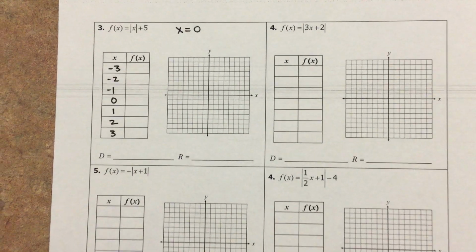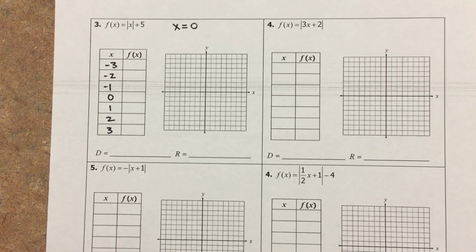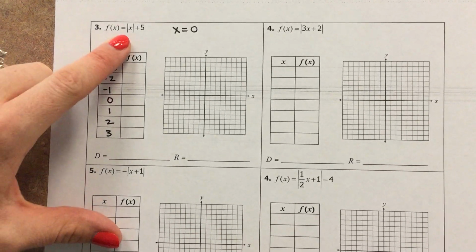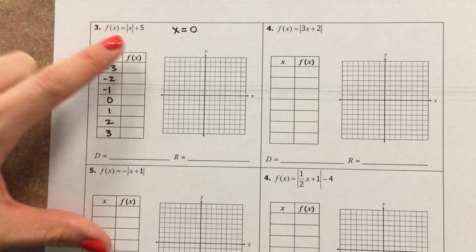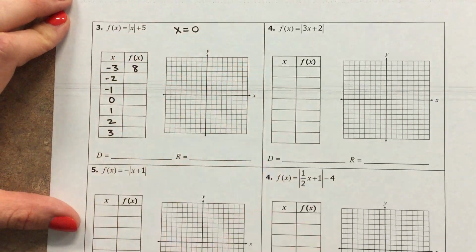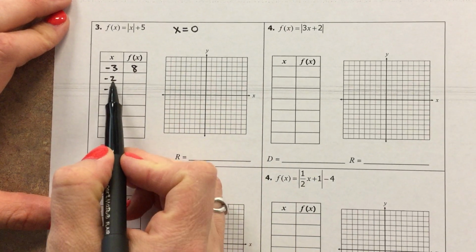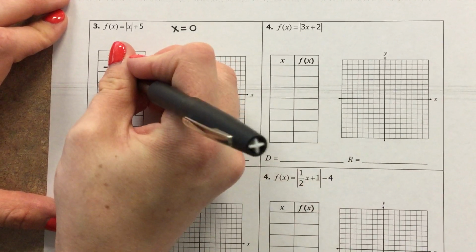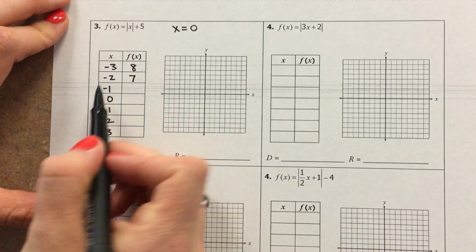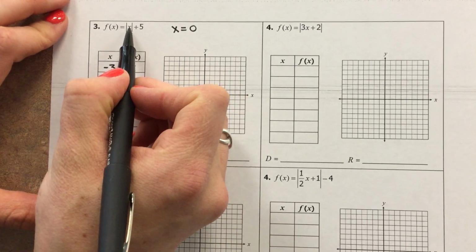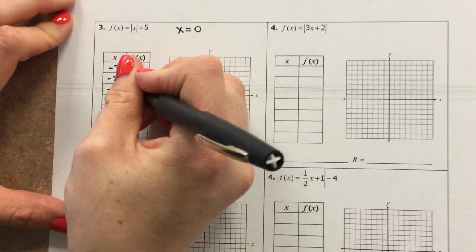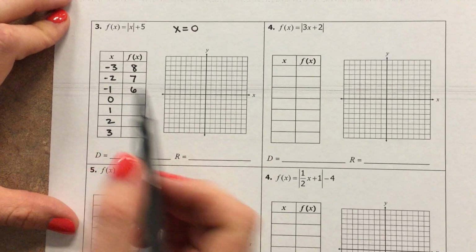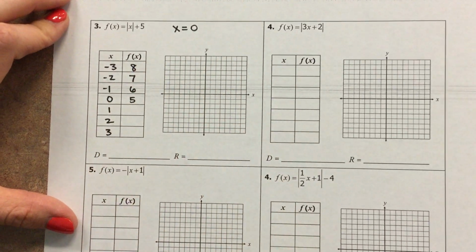And then once you have all those x coordinates set up, then you're going to take those x coordinates and plug them into the equation that you have up above. So absolute value of -3 is 3, and then +5 comes out to be 8. -2, when I plug that in, the absolute value is +2, +5 gives us 7. Plug in -1, absolute value comes out as +1, and then +5 would be 6. Absolute value of 0 is 0, +5 is 5.